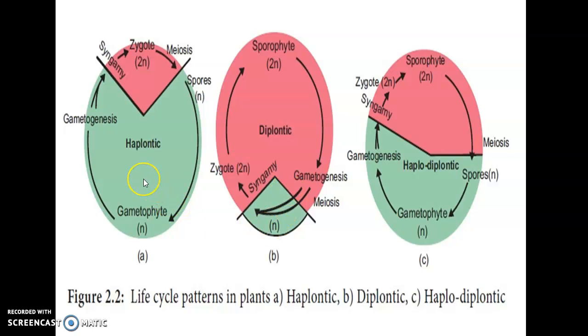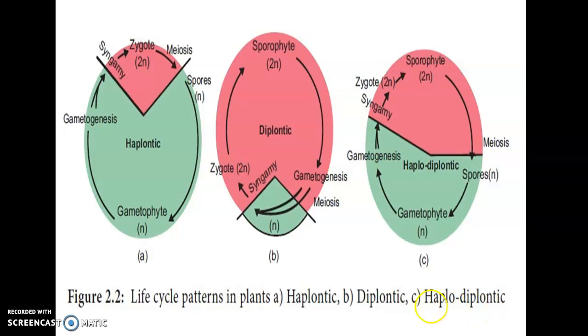So the life cycle patterns we are representing in the form of a pie chart or graphical representation. 3 types of life cycle patterns are the haplontic, diplontic and haplodiplontic. Haplontic in algae, diplontic in gymnosperms and angiosperms, haplodiplontic in bryophytes and pteridophytes. Clear? Some exceptions are there.